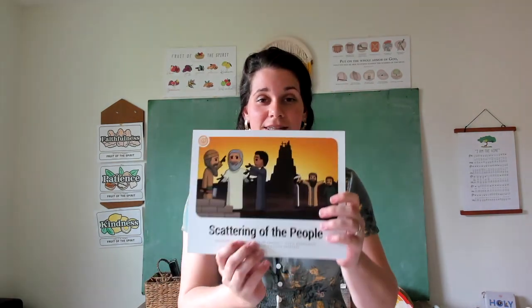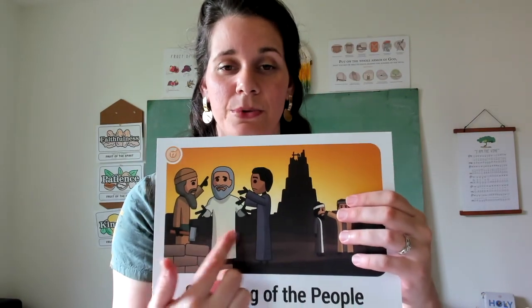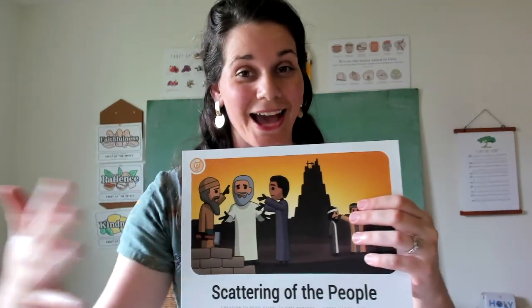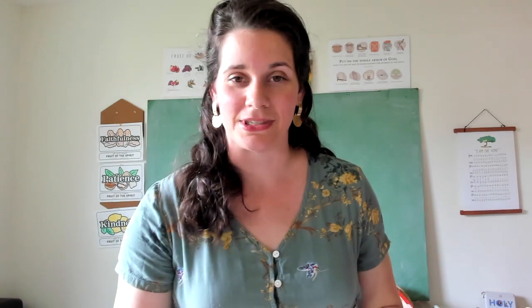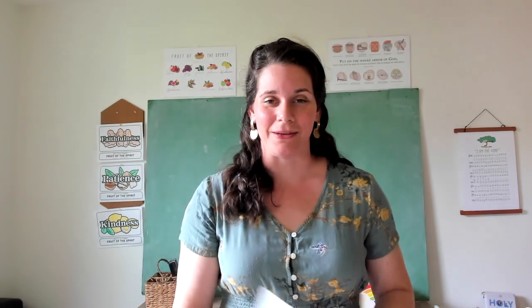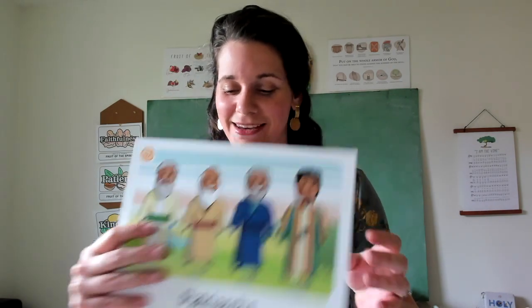Then we have scattering of the people. You'll notice this is when all of the people stayed in one place instead of scattering throughout the earth like God wanted them to. And they were building the tower. So our hand motion for the scattering of the people, we're going to make a tower with our hands. And a quick hint, we also find scattering of the people in Genesis 11. This looks like 11.